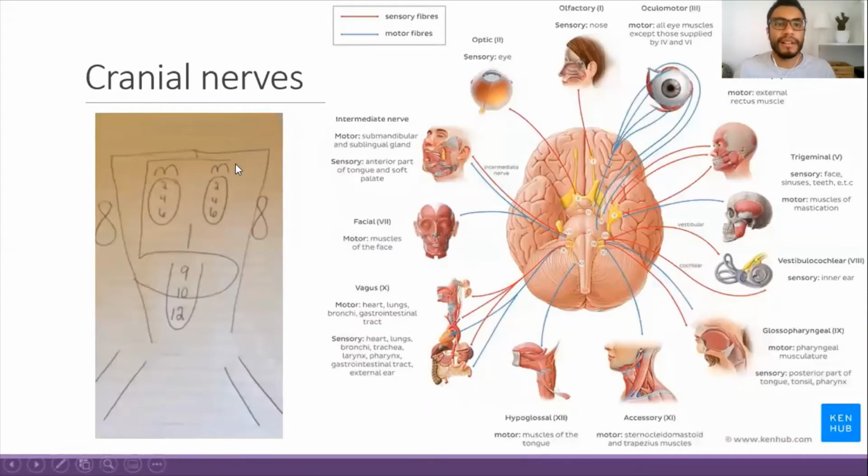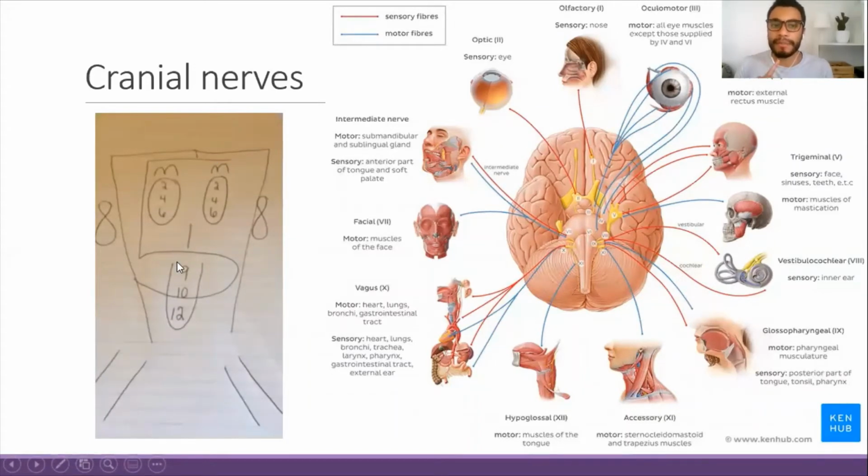Then we have number 5. Number 5 is the trigeminal nerve. As we see here, it is a big nerve. The trigeminal has this name because it means triplets. So it has this branch here, which is called the ophthalmic branch. This part here is called the maxillary nerve. So: ophthalmic nerve, maxillary nerve, and mandibular nerve.